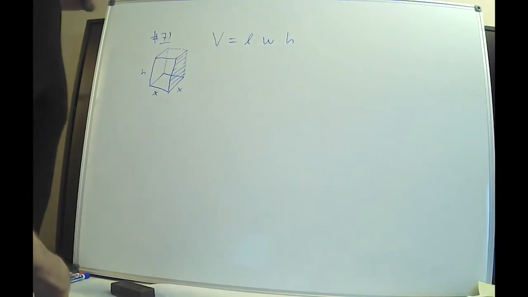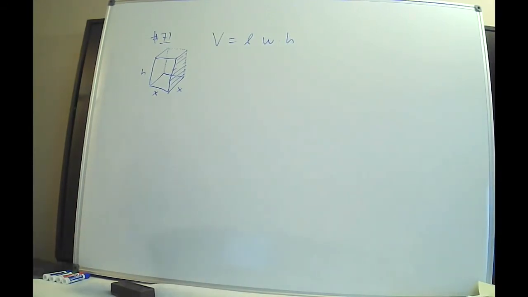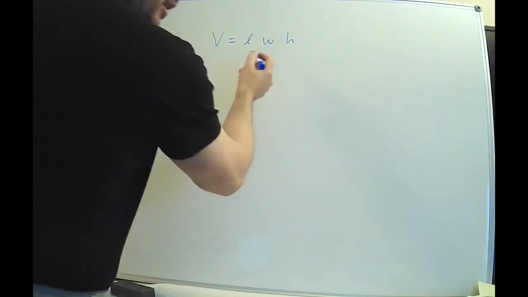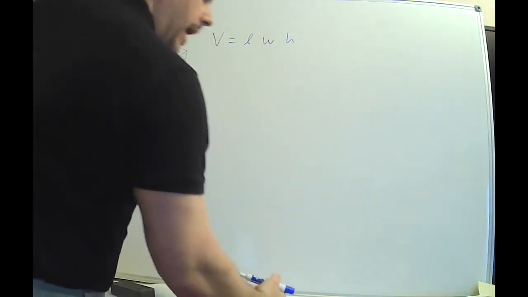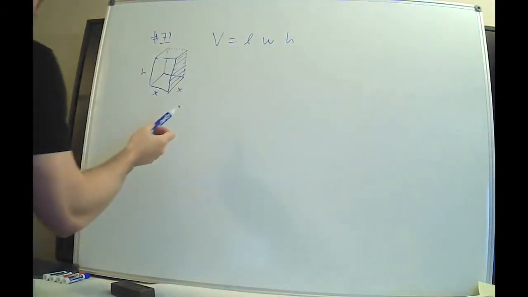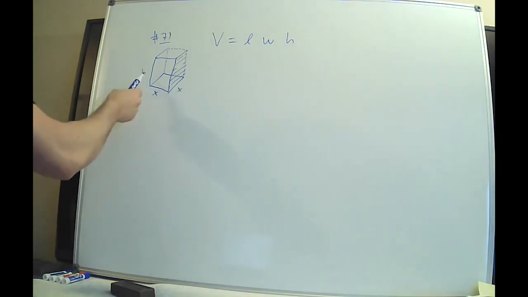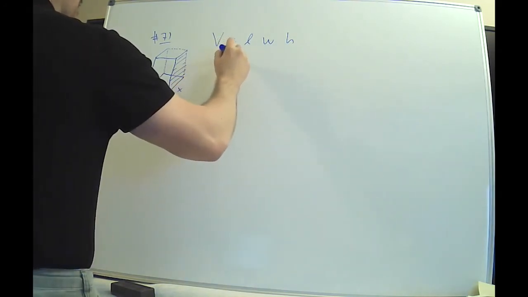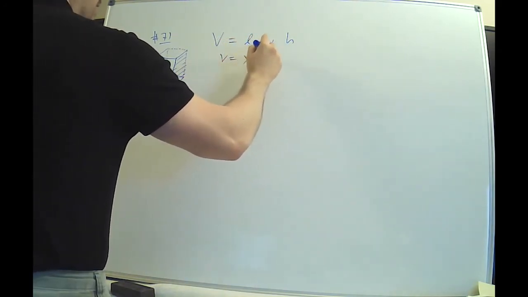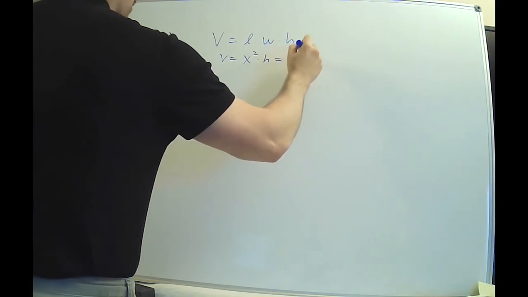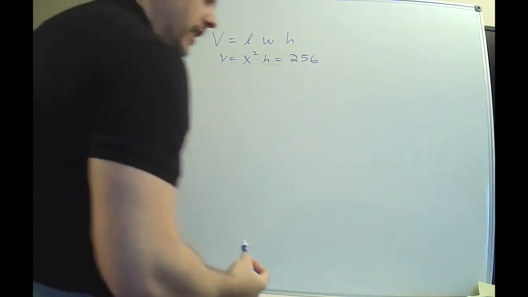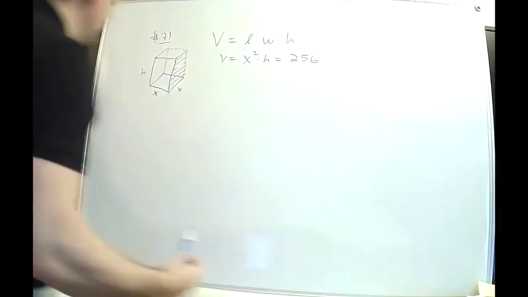Okay, the hard problem with the box. Everybody's favorite. So I drew the box. It says the volume of the box is the length times the width times the height. I know that the bottom is a square, so the two sides are x, and the height is h. So the volume is going to be x squared h. And I tell you that the volume must be, I believe, 256. And then it says, find the dimensions that will minimize the surface area.